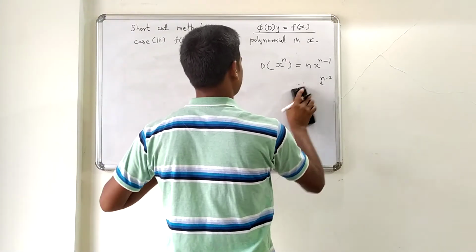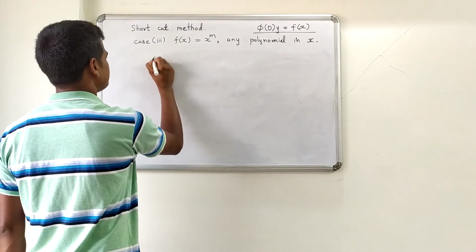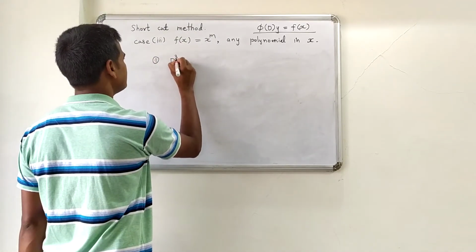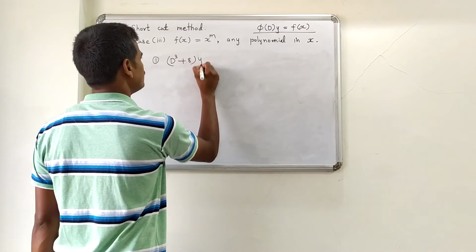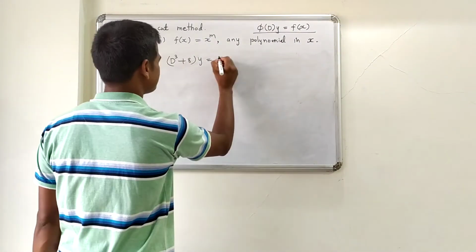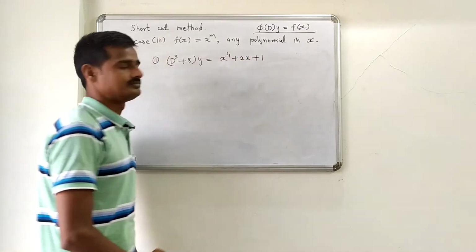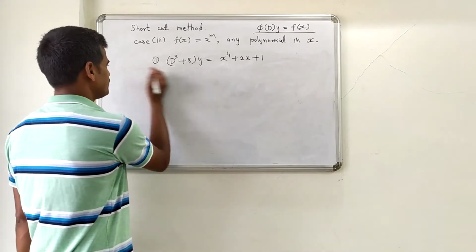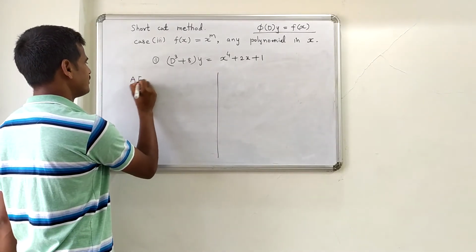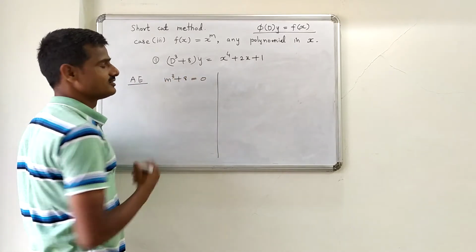Now let us discuss this example. Solve this differential equation: D cube plus 8 into y is equal to x raised to 4 plus 2x plus 1. So the first step is to find the complementary function. So I will mention here the auxiliary equation, m cube plus 8 is equal to 0.